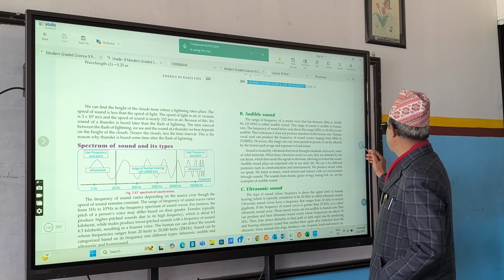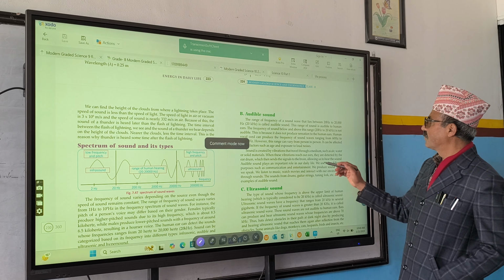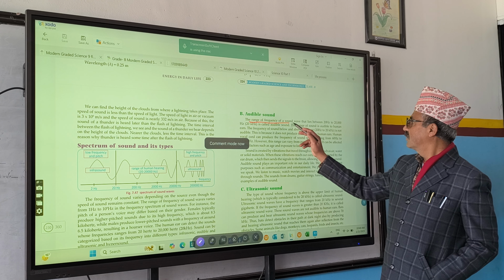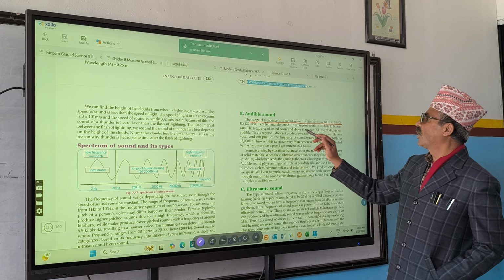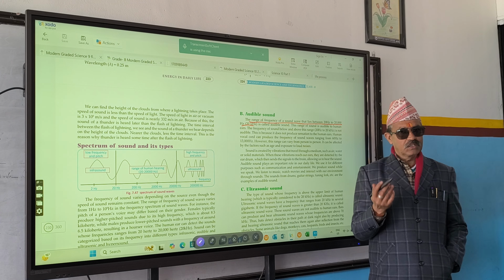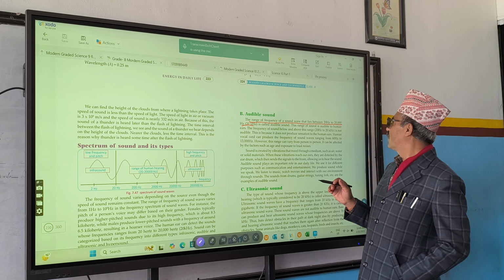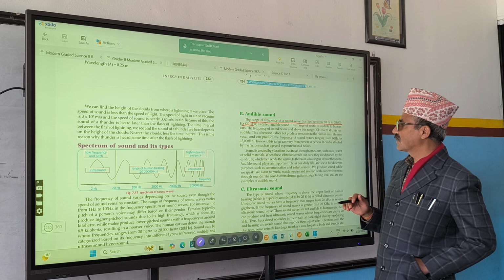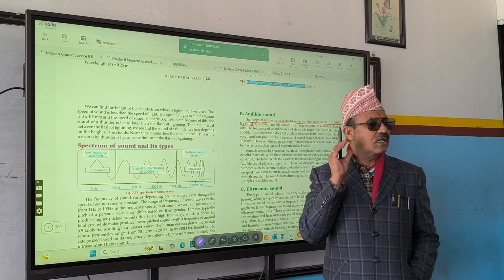Audible sound. How do you define audible sound? 20 hertz to 20 kilohertz, or 20 hertz to 20,000 hertz. That is audible sound. So audible sound is sound which can be heard.